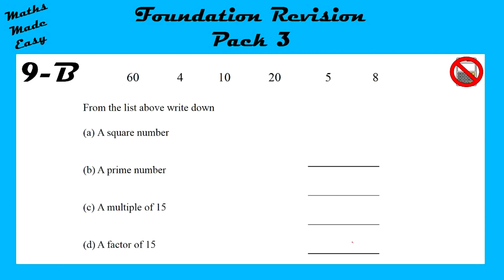9b. This time my square number here is 4. The prime number in this list is 5. The multiple of 15 is 60, and the factor of 15 is 5.